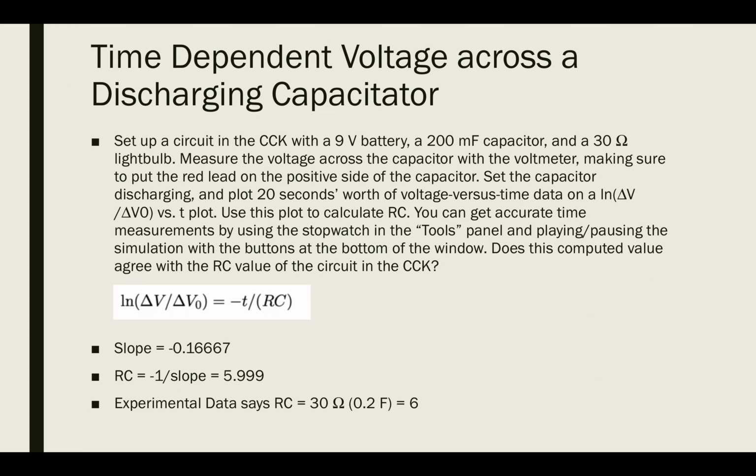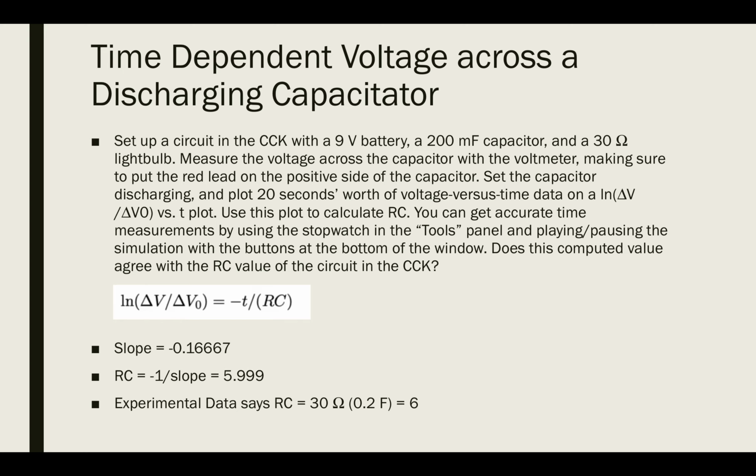So then we're going to look at the time-dependent voltage across a discharging capacitor. I set up a circuit in the kit with a 9-volt battery, a 200 millifarad capacitor, and a 30 ohm light bulb. I measured the voltage across the capacitor with the voltmeter, and then plotted that voltage versus time data as the natural log of the change in voltage over the initial voltage difference against time. I found the slope of the resulting straight line to be negative 0.16 repeating.